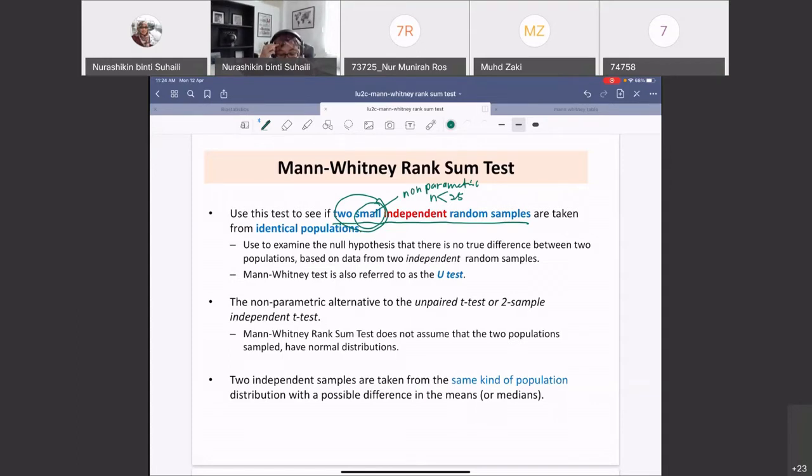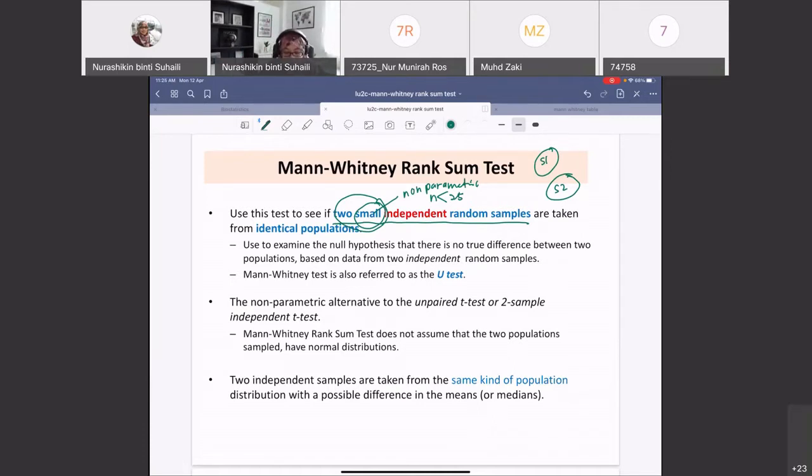So we use it to examine the null hypothesis that there is no true difference between the 2 populations based on data from 2 independent random samples. Okay, so suppose we have 2 samples, sample 1 and sample 2, and they are independent. Independent means they are not associated. They are not like before and after treatment, something like that. It's just random. It just stands by itself. You collected the samples from, for example, just now from Johor, and then you collected samples from this area. So that they are independent.